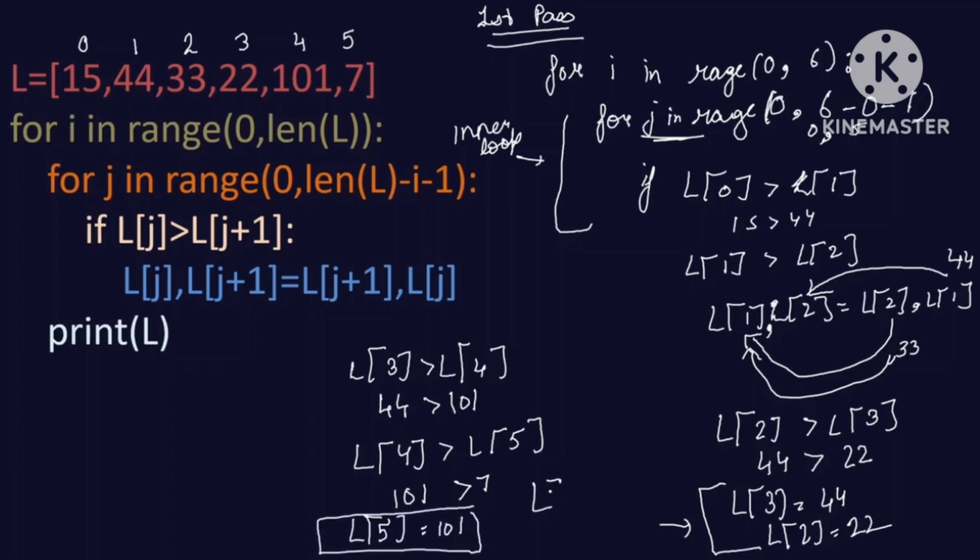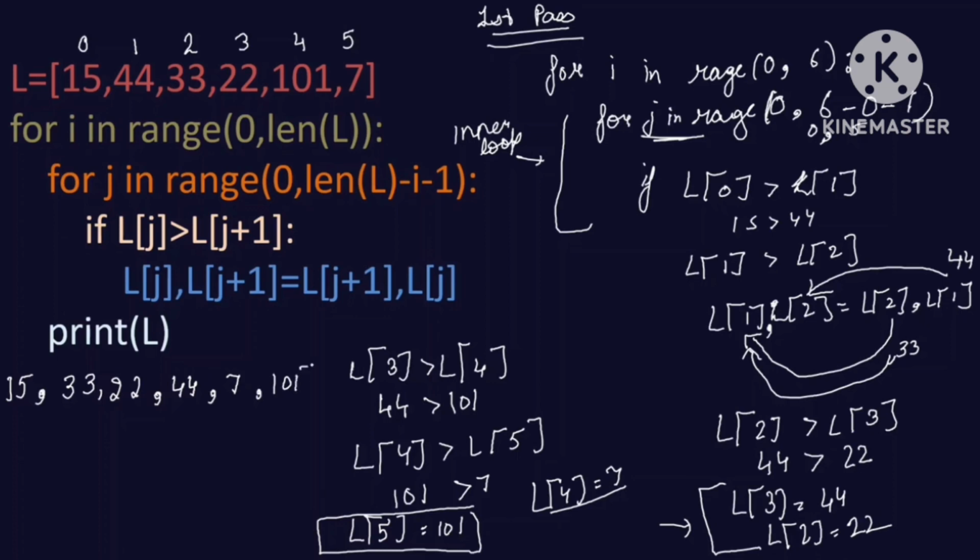So in the first pass, the largest element is put at the end. That means the largest element has fixed its position. That's why we are using length of L minus i minus 1, because in each pass one element is fixed at the end. So for one i value, the j loop will run one less. So in the first pass your answer is 15, 33, 22, 44, 7, 101.